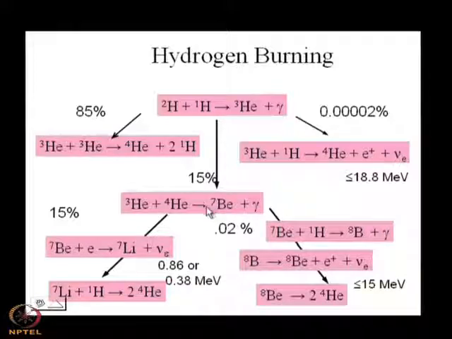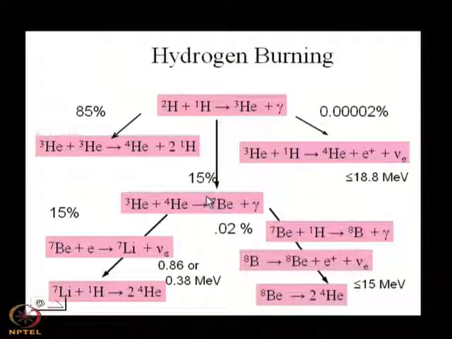Now having reached here, there again are two paths, and the bulk of the reaction in this path occurs this way. So here the beryllium-7 captures an electron to form lithium-7 with the release of one electron neutrino, and the energy of this neutrino could be either of these two values. And then this lithium-7 could again collide with a proton to form two helium-4 nuclei. Okay, and in this path, the bulk of the helium is produced this way.